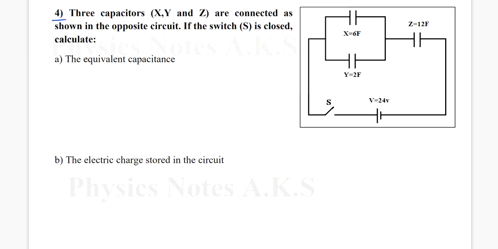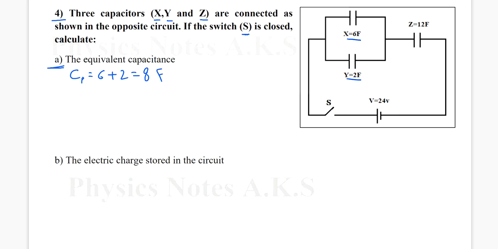We have question 4. It says 3 capacitors X, Y, and Z are connected as you see in the opposite circuit. Now, if the switch S is closed, calculate first the equivalent capacitance. We notice here that capacitor X and capacitor Y are connected in parallel. It means I can find the C parallel is going to be 6 plus 2, which is 8 farad, right?